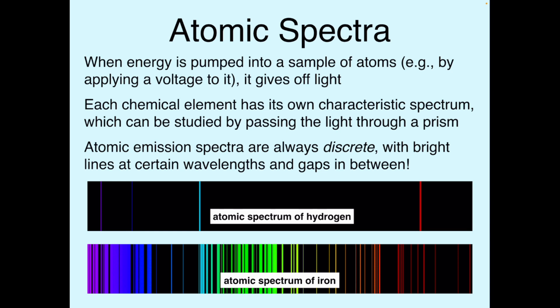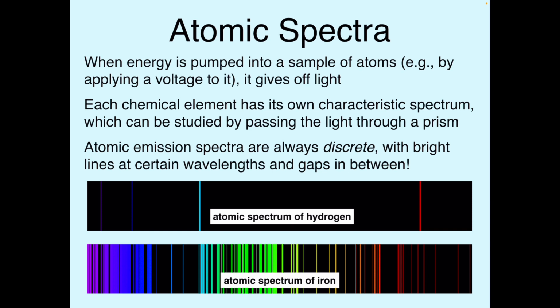If we take a sample of atoms, let's say just hydrogen atoms sitting in a tube, and we pump some energy into that sample. For example, we could do this by applying a voltage to it or just by heating it up, whatever the case may be. That sample of atoms is going to give off light, okay? And it turns out we can do this to different chemical elements. Like we could do this for hydrogen, we could do this for helium. And what we'll find is each chemical element has its own characteristic spectrum.